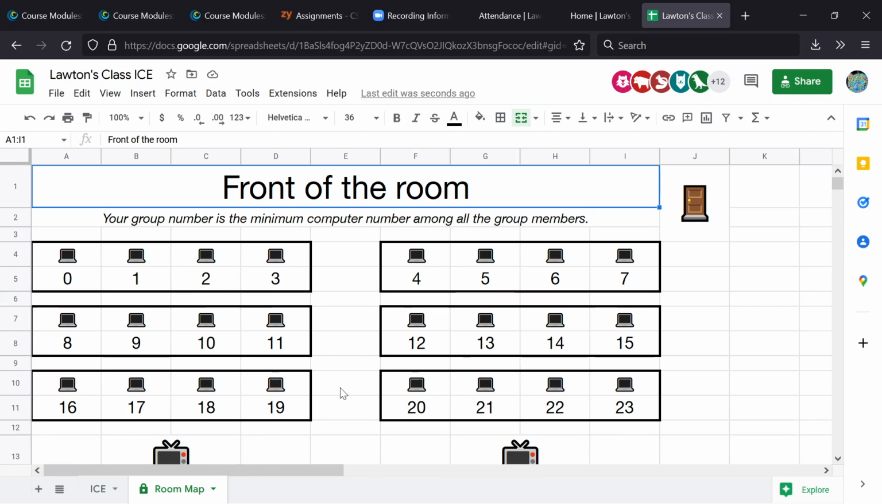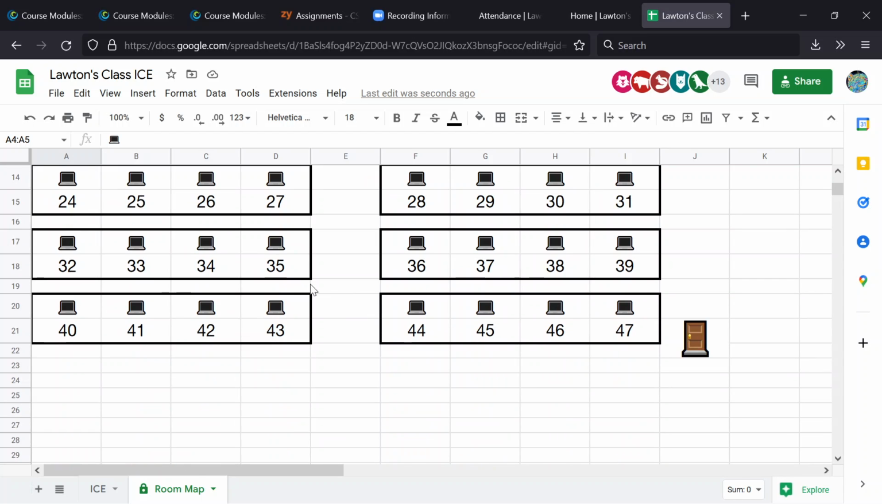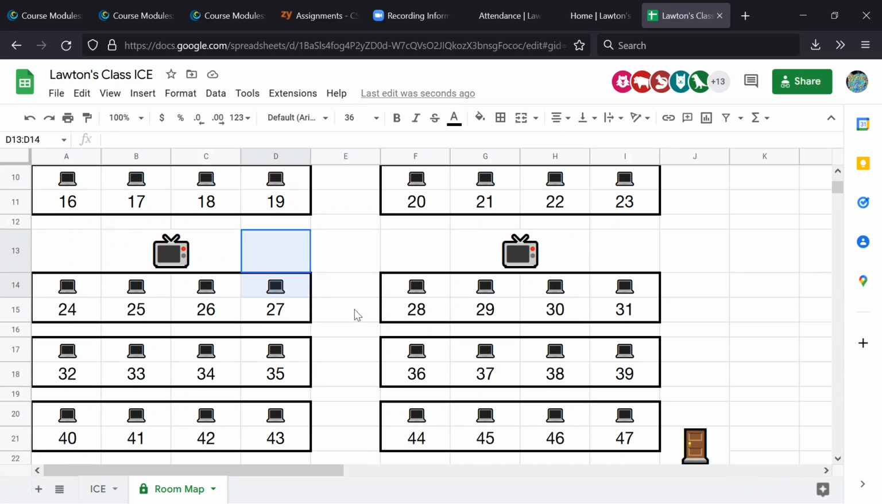Here's the map of this room. I worked very hard on it. So here's the front of the room, and here are all the computers. I have numbered the computers since I don't think they actually have numbers. So here's the front door. This first row right here, this would be computer number 0 way over there in the corner, okay? That's the idea. And so you just run down this. Here are the TVs as well. And then here are the numbers of all these computers and the back door.